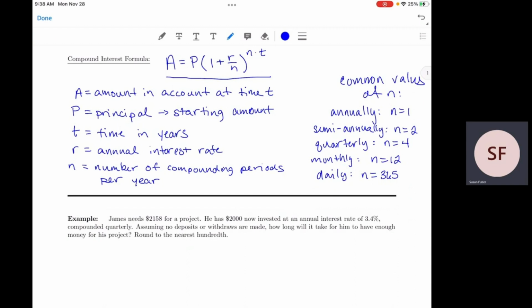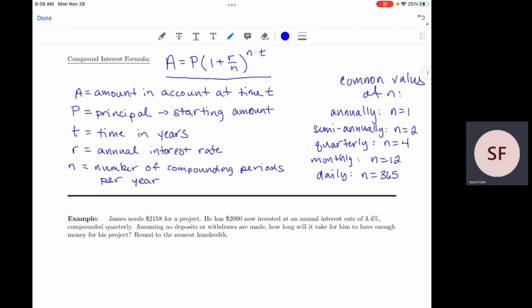Okay, so James needs $2,158 for a project. He has $2,000 now invested at an annual interest rate of 3.4%, compounded quarterly. Assuming no deposits or withdrawals are made, how long will it take for him to have enough money for his project? Round to the nearest hundredth.